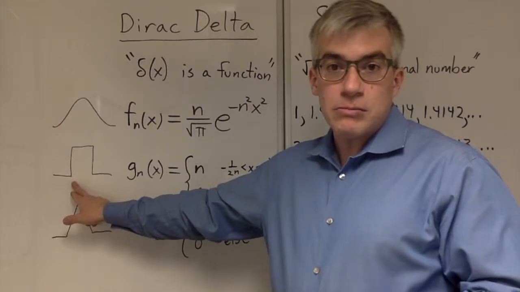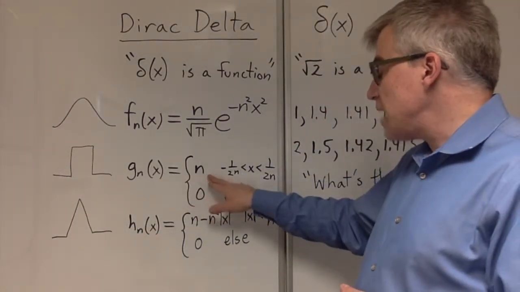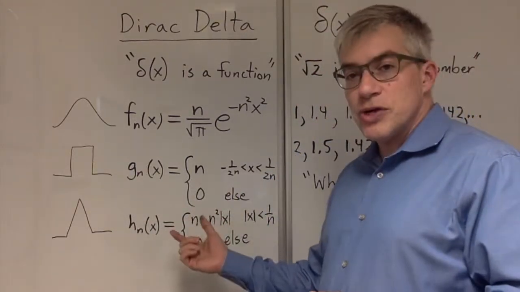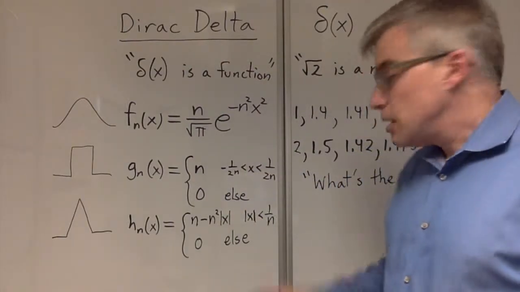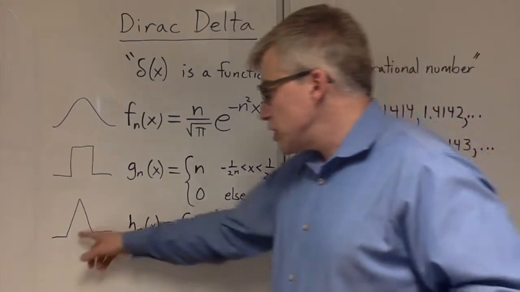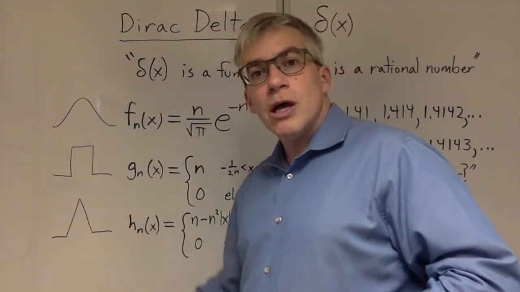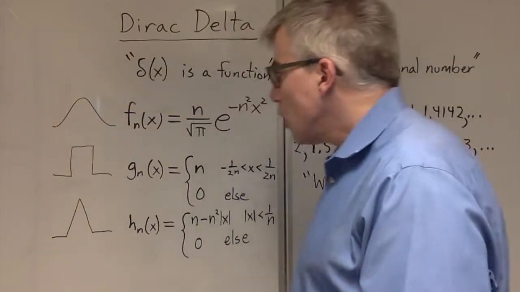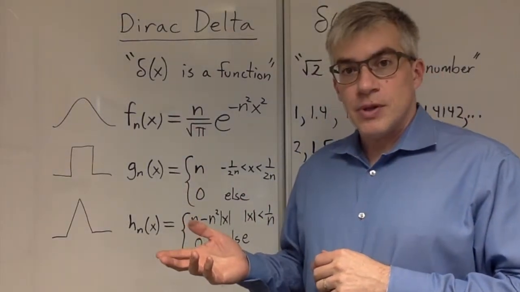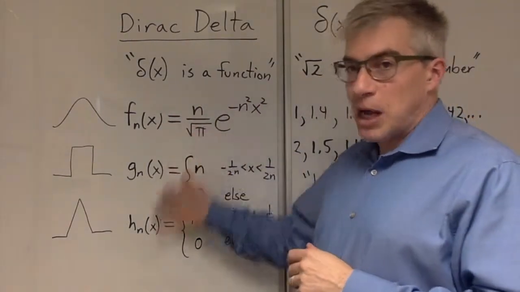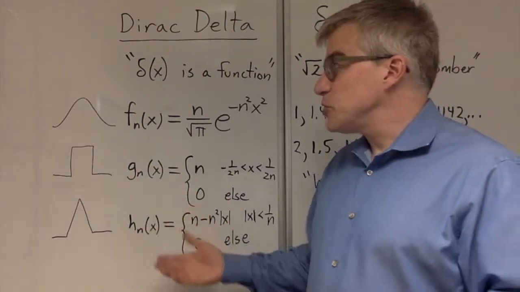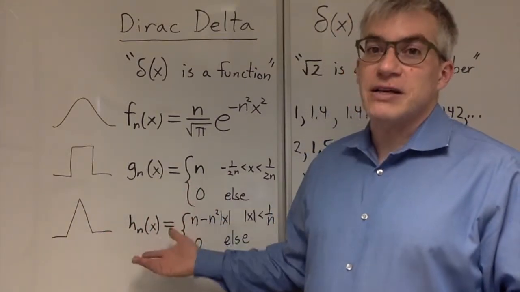Likewise, you take a rectangle. g_n of x is n in that range and 0 else, and that has an area of 1. You let n increase, and it's getting taller and skinnier. Likewise, you could do it with this triangular function. As n gets larger and larger, it gets more and more pointy, more and more narrow, but the area is always 1. All of these are tending towards the same thing, which is the Dirac delta. So the collection of all these possible sequences of functions is what we call a generalized distribution. That's the meaning of delta of x.